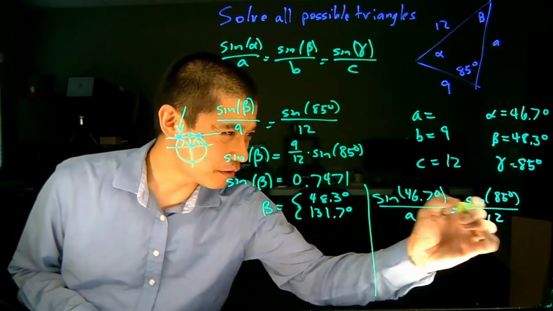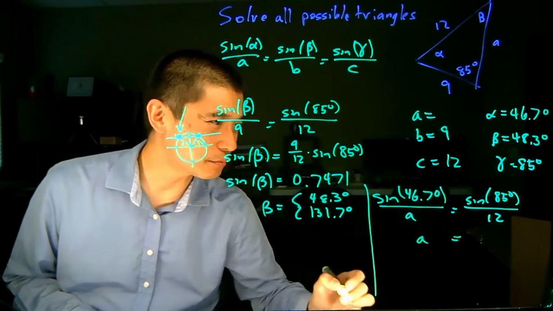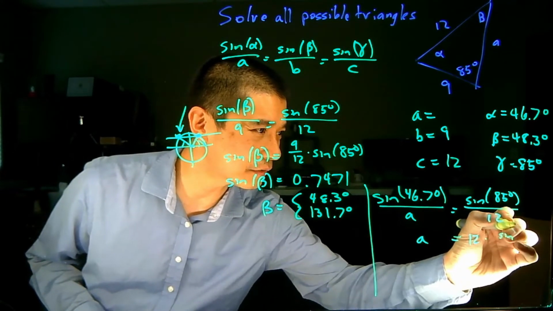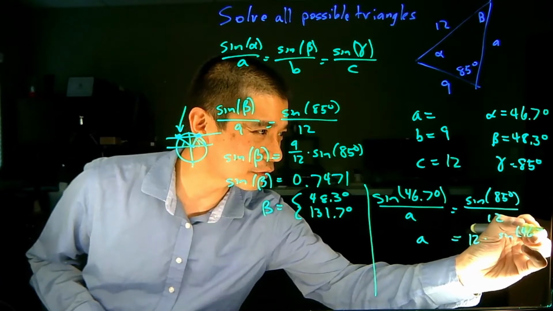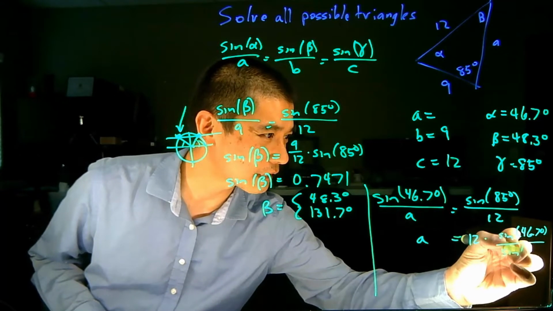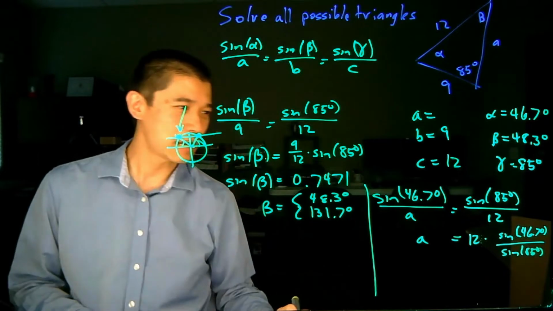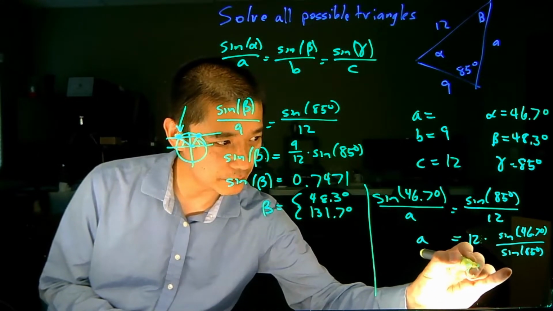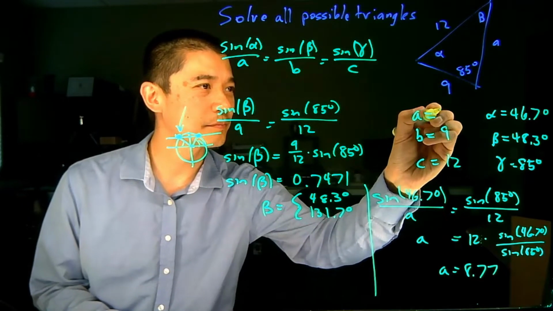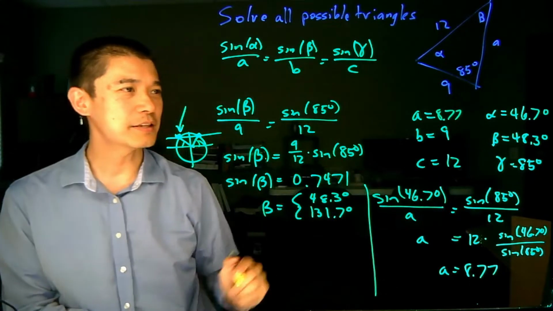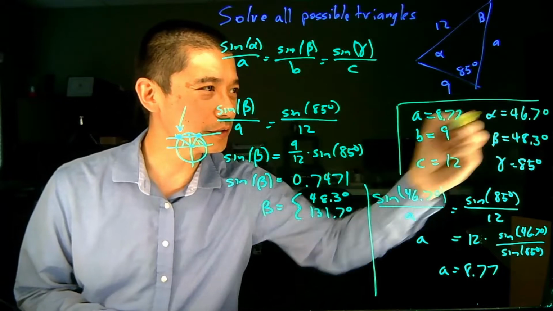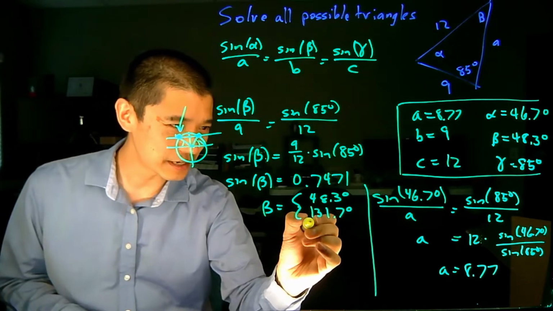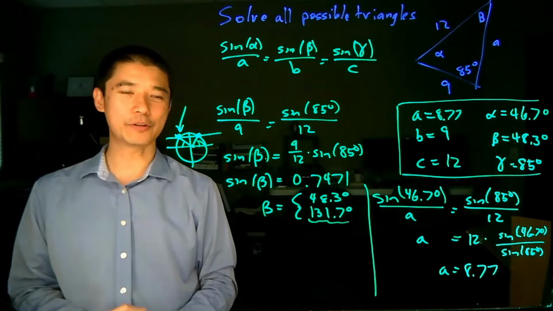Okay, so solve for A. A is equal to 12 times sine of 46.7 degrees over sine of 85 degrees. And you plug that into a calculator, you're going to get A is equal to 8.77. And this solves one of the triangles. And we need to figure out whether or not there's a second case to look at. And so that comes back to this right here, the 131.7.